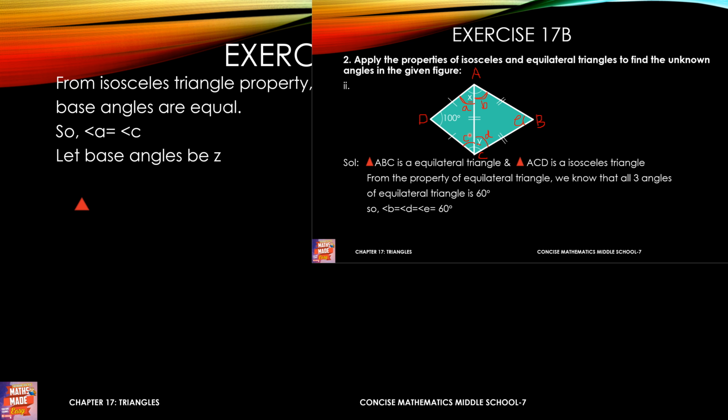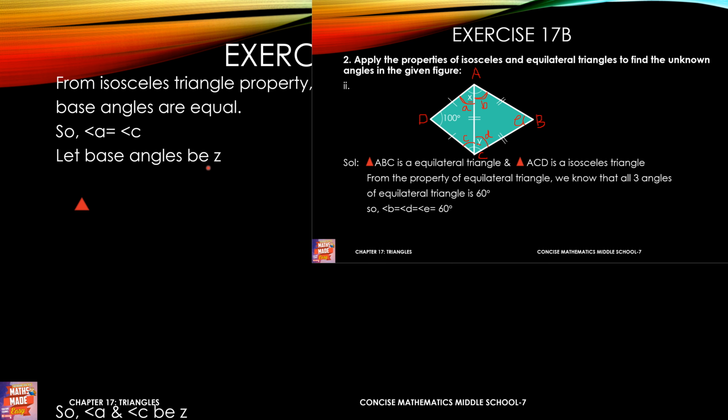So we are going to consider these base angles, A and C, as Z. We are assuming a value. Z, I'm just assuming it as a value, because if A is 2, then C will also be 2. If A is 90 degrees, then C will also be 90 degrees. Is it clear, children? So I'm going to assume it as Z. Z is something, a value, any value, right?